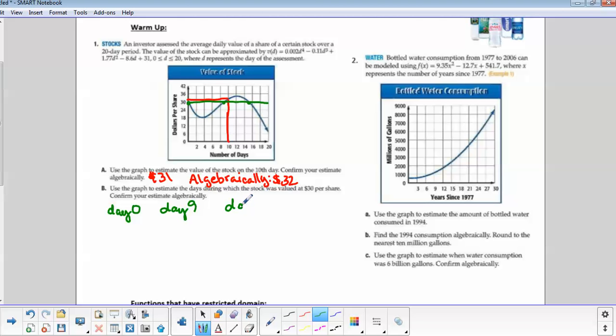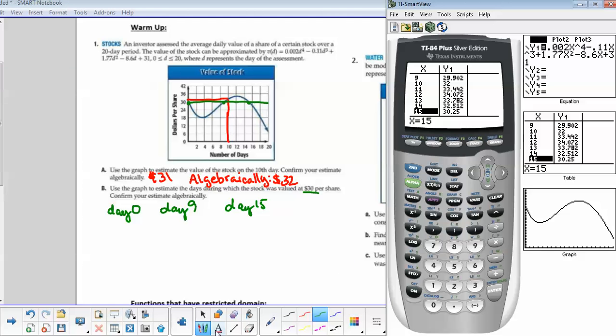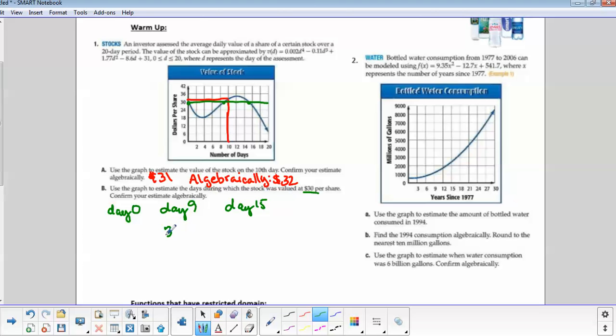So we're going to look at those days on your calculator and see if in fact it was valued at $30 a share. All right. So day 15 is right here. I can see it was $30.25 a share. And day 9, $29.90 a share. So let's put those in. $29.90 and $30.25. So those are pretty close to the $30.